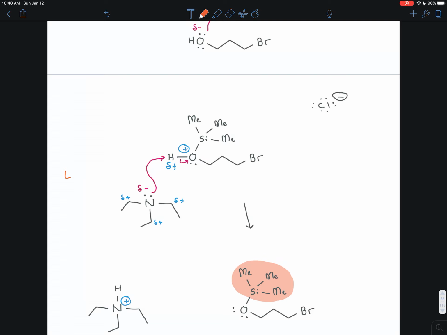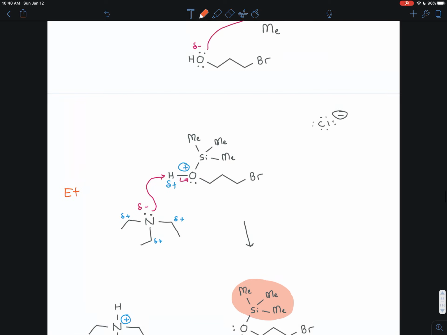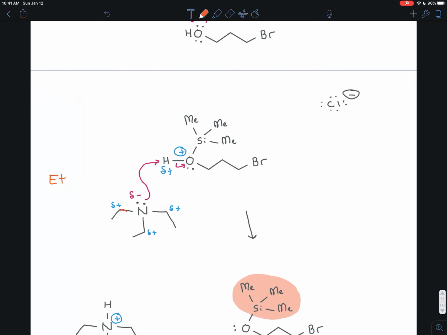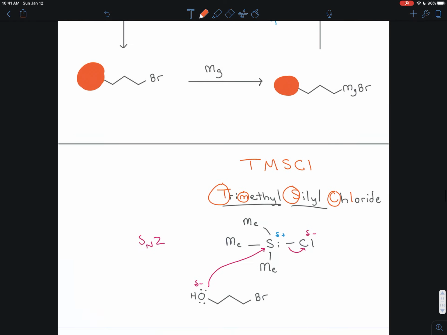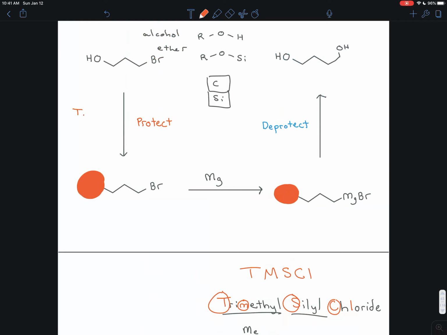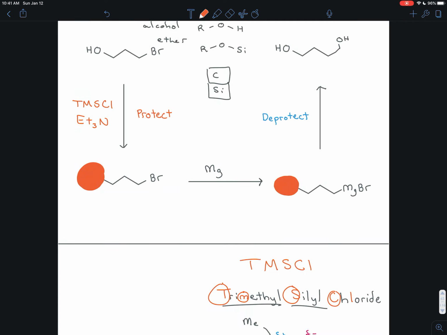Now the way this will look is an ethyl group is an Et, right? Just like a methyl group, CH3, is an Me. Et stands for an ethyl group. That's a CH2CH3. So we'll have 3 of those, 1, 2, 3. And then the nitrogen. So when we protect an alcohol, we're going to protect an alcohol with TMSCl and Et3N. This is trimethylsilyl chloride and triethylamine. Okay, so that'll protect our alcohol.